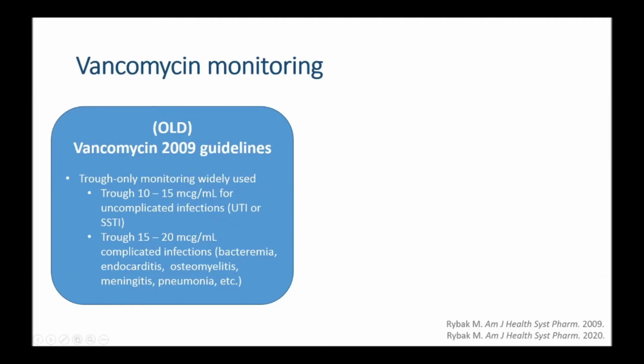What we have been practicing back then, according to Vancomycin 2009 guidelines, only trough level is needed for Vancomycin monitoring. Trough level of 10 to 15 is targeted for uncomplicated infection. Higher trough level, which is 15 to 20, is targeted for severe infection.